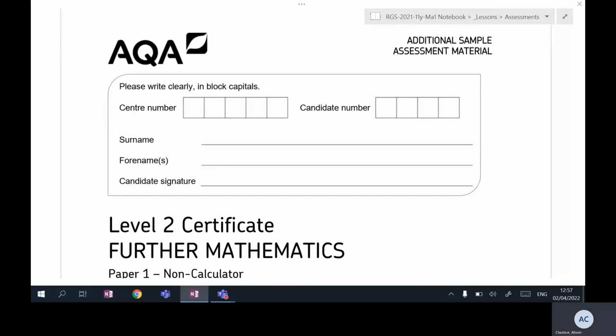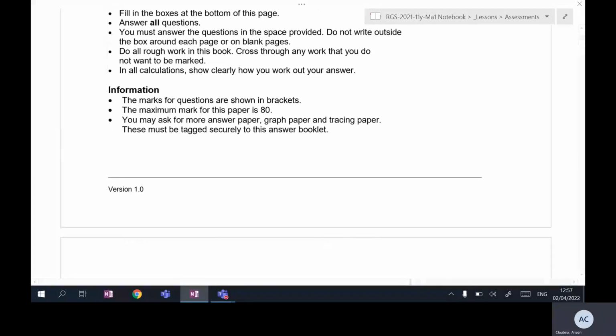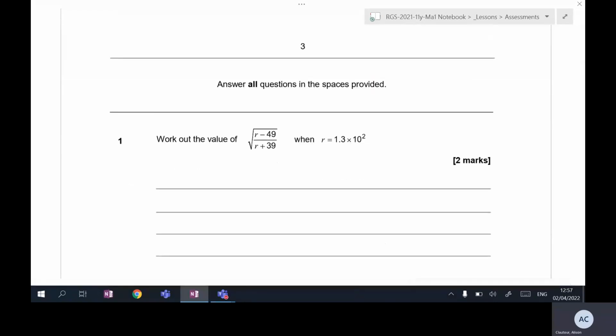So this is the level 2 further maths sample assessment material. The examples normally release this as well as a specimen paper. And this is paper 1, so non-calculator. So let's have a look at the first question.